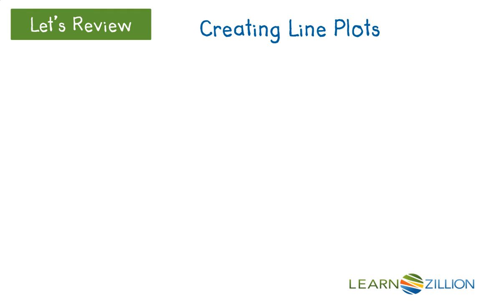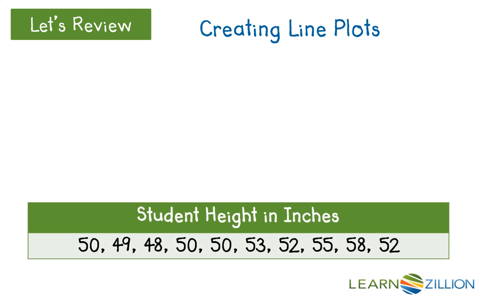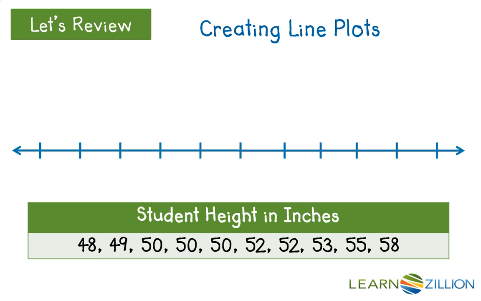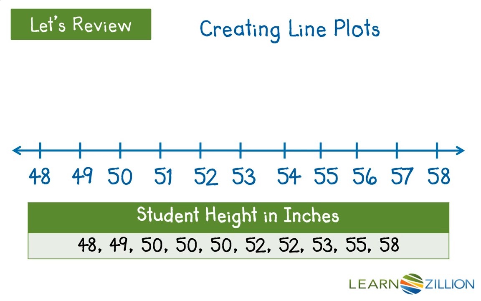Let's review. When we create line plots, we use sets of data. It is helpful to put the data in order from least to greatest before creating a line plot. Then we can create our line for our line plot based upon our range of data. Since our data is in order from least to greatest, it is easy to place our data on the line plot.